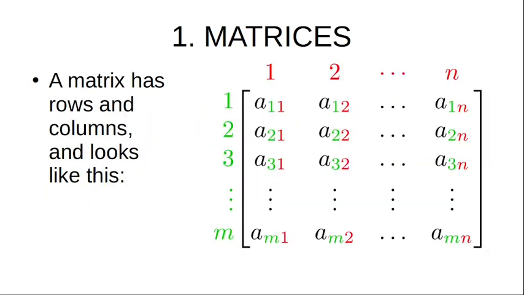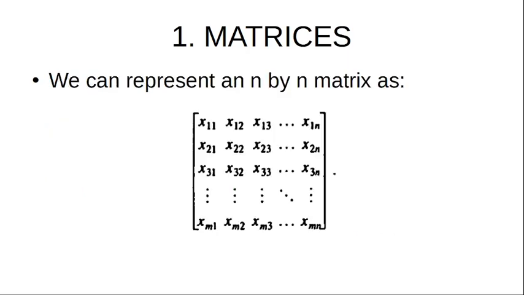A matrix looks like this. As you can see, the red numbering at the top, 1, 2 to n, those are the columns. The green ones, 1, 2, 3 to m, those are the rows. So the elements are A11, A12, and there we insert the specific items that we want to manipulate. A matrix has rows and columns, and it looks like that.